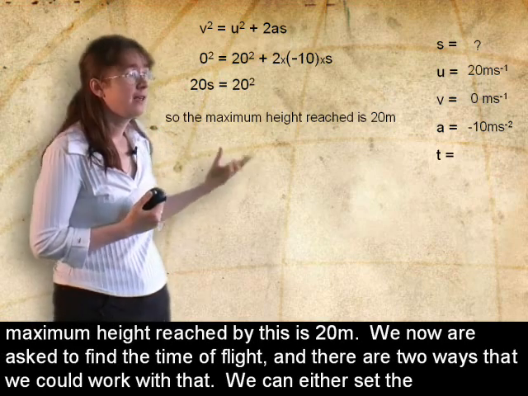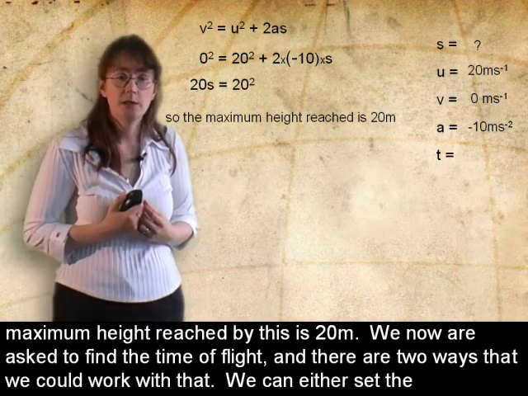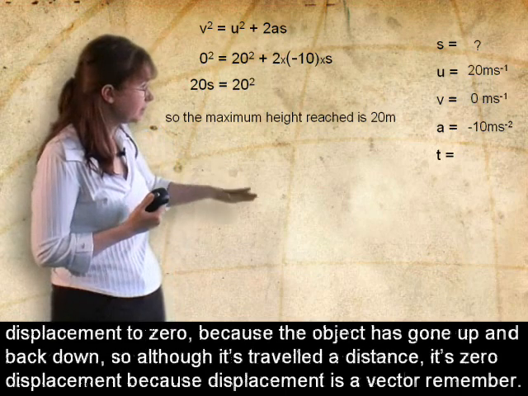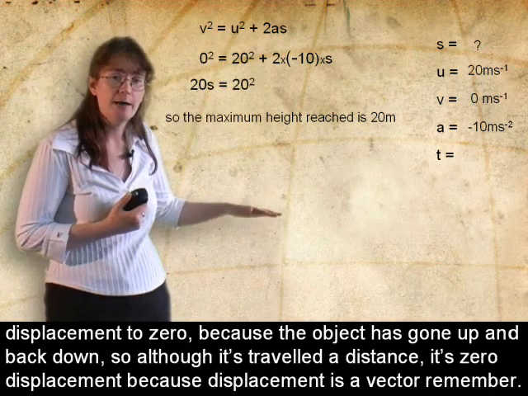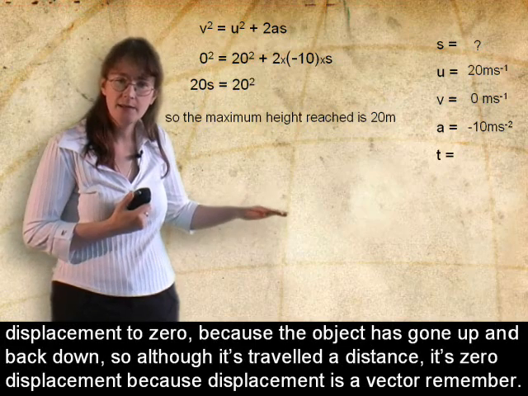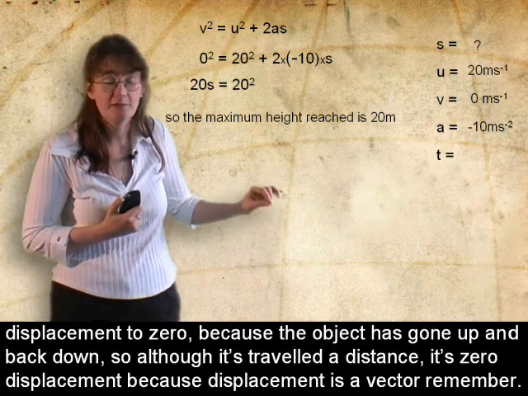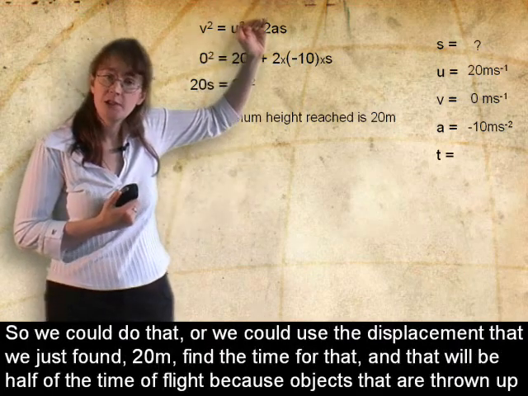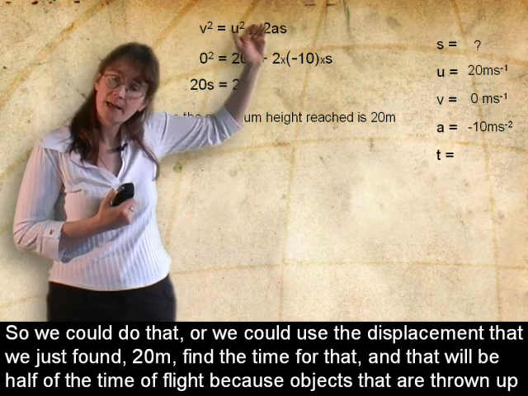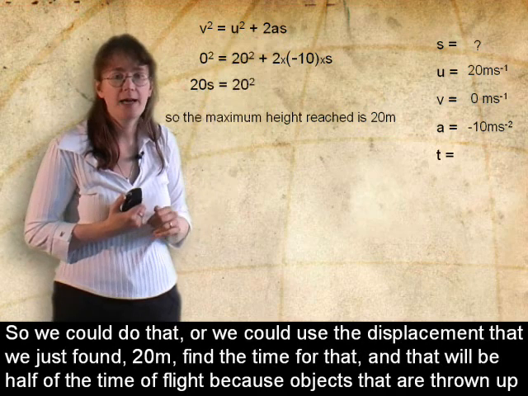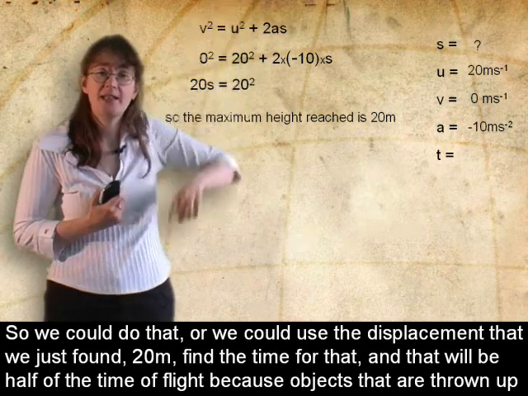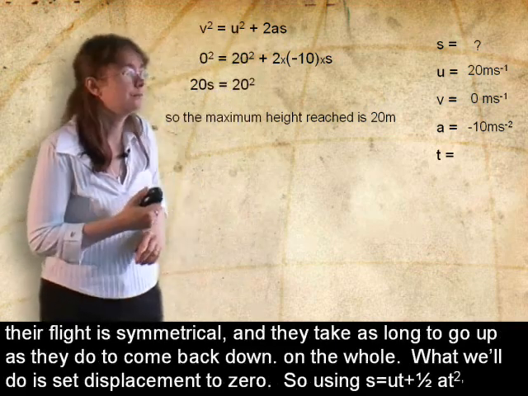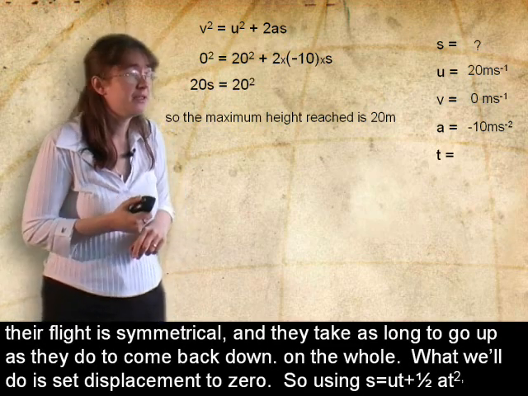We now are asked to find the time of flight, and there are 2 ways that we could work with that. We can either set the displacement to 0 because the object has gone up and back down, so although it's travelled the distance, it's 0 displacement because displacement is a vector, remember. So we could do that, or we could use the displacement that we've just found of 20 meters, find the time for that, and that will be half of the time of flight because objects that are thrown up, their flight is symmetrical and they take as long to go up as they do to come back down on the whole. What we'll do is set displacement as 0.